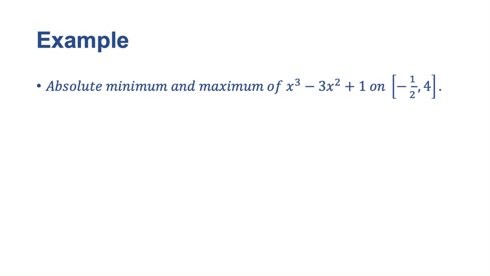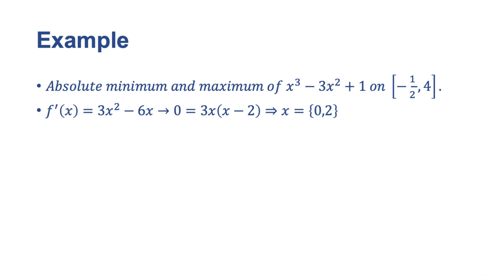Let's clear that up. So in this example, we are going to find the absolute minimum and maximum of x cubed minus 3x squared plus 1 on the interval from -1/2 to 4. So first, as always, we need to find our derivative, and this is pretty easy. We just have a nice cubic polynomial here, and that gives us f prime of x is equal to 3x squared minus 6x.